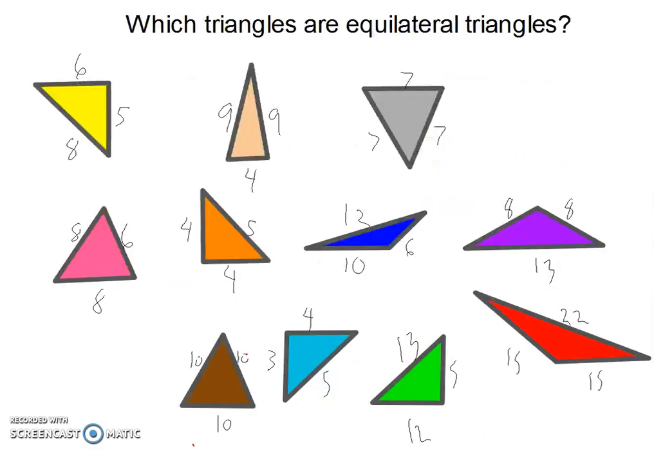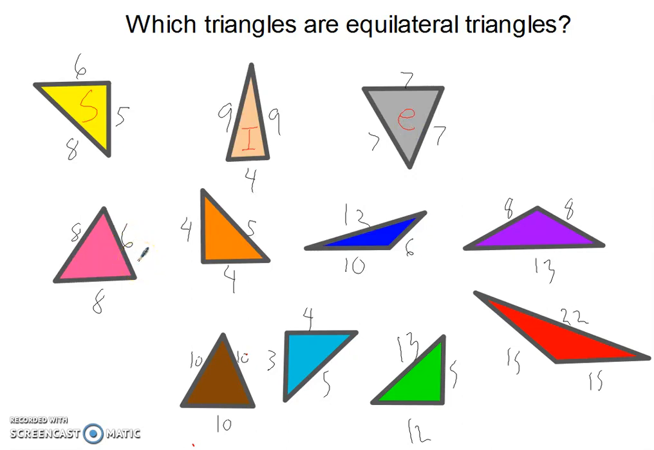So let's try some of these out. So here's what I'm looking at. I got a 5, a 6, and an 8. Are any of them the same? No. So no sides the same. That's going to be scalene. 4, 9, 9, two sides the same. Isosceles. Oh, it's the ice cream cone upside down. 7, 7, 7, they're all the same. They're all equal, so it's equilateral.